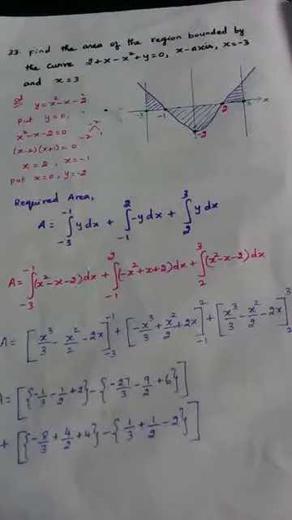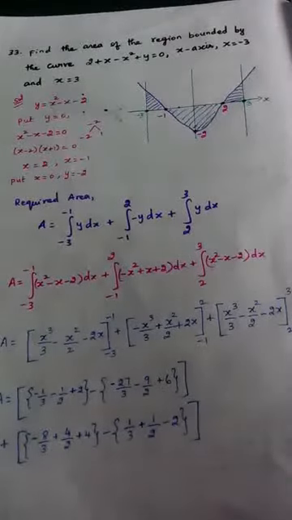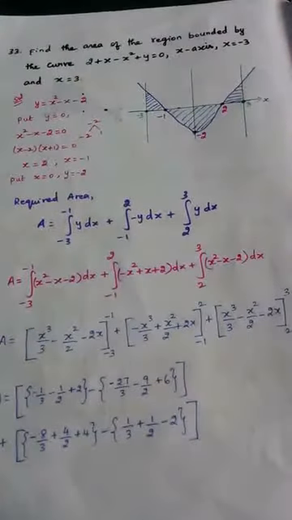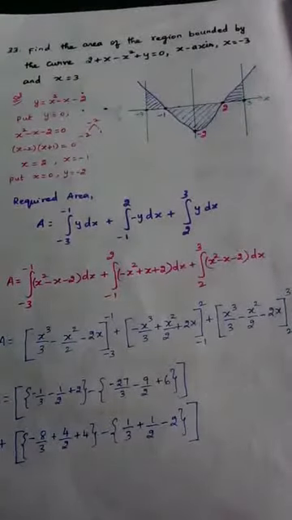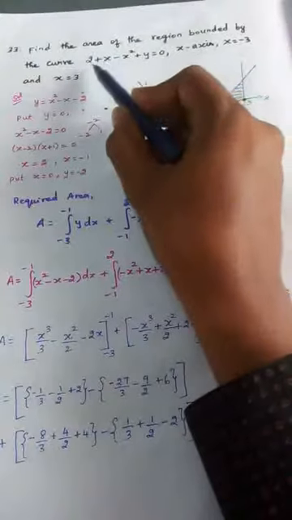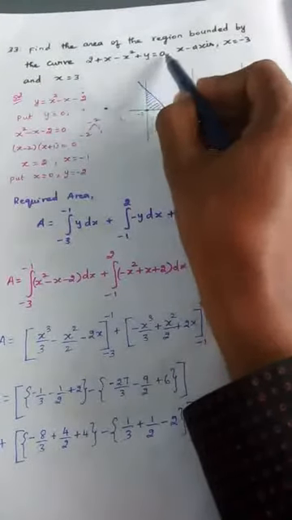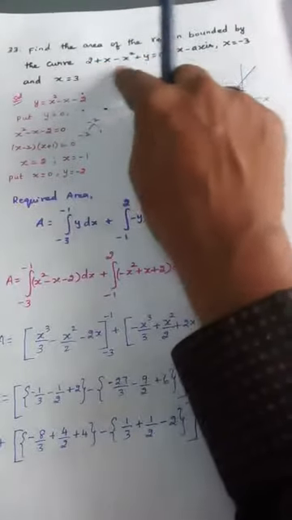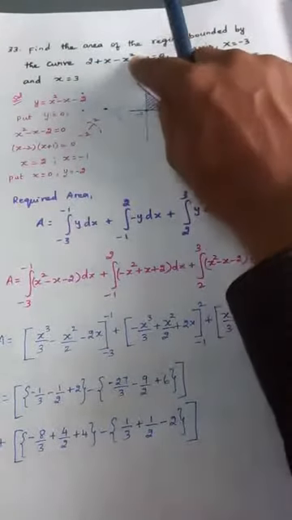Question number 33. This is similar to the previous sum. Again, the question is: find the area of the region bounded by the curve 2 + x - x² + y = 0. But when we see the equation itself, we should understand the degree is 2.